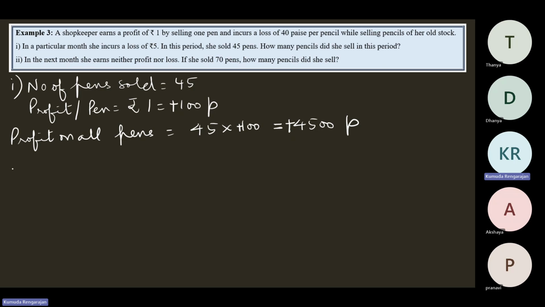Now coming to pencils. Number of pencils sold. How much? Is it given? It's not given. That's only the question: how many pencils did she sell in this period? So the number of pencils sold is not given. That only is the question. So the number of pencils sold, X, Y, Z, anything. Say X.